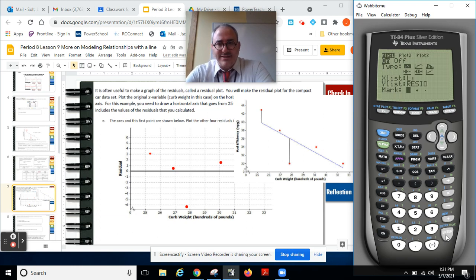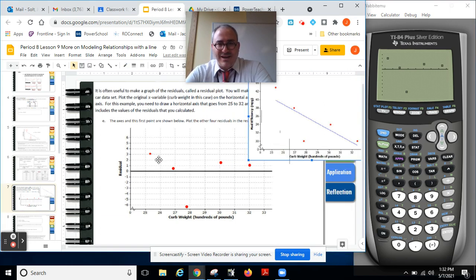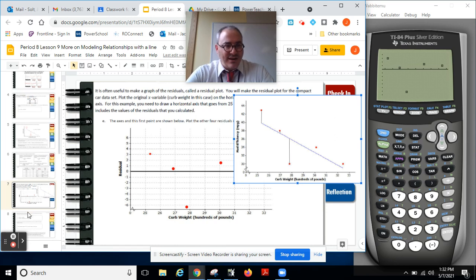If I turn that into RESID, and then do zoom stat, I should get, there it is, a residual plot. That's what we're plotting here. There's my five dots, and there's my scatter plot with the line of best fit in there. Notice how the residual plot has the same kind of pattern as the scatter plot. And again, this residual is measuring these vertical distances between each one of those red dots and our blue line of best fit.